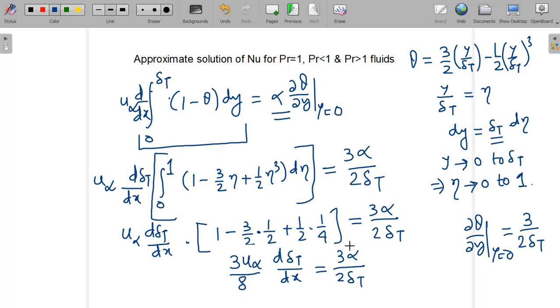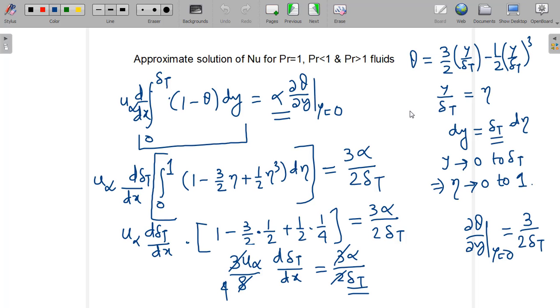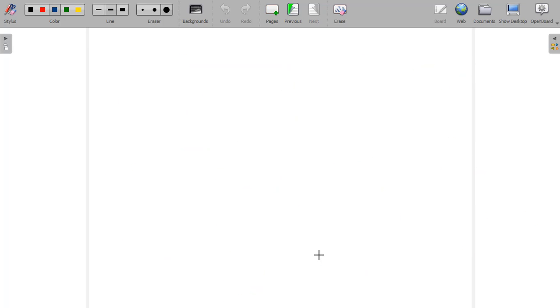Okay, so it is clear that this 3 will cancel and 2 will cancel with 8 by 4. So what remains is delta t into d delta t. So let's go to the next page. So this delta t will go in the left hand side, and it will be delta t d delta t, and let all other terms be in the right hand side.